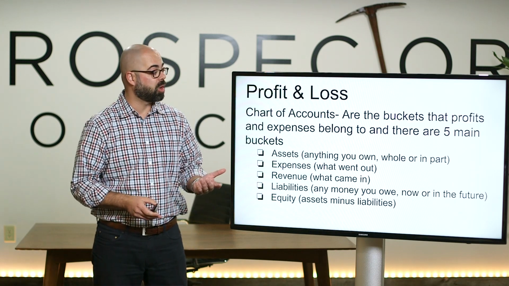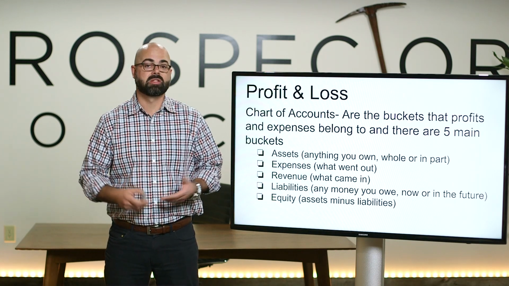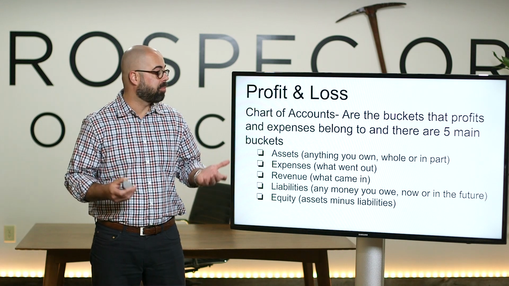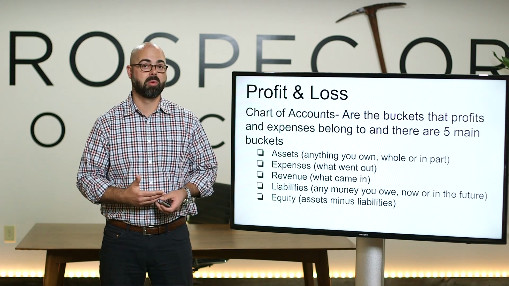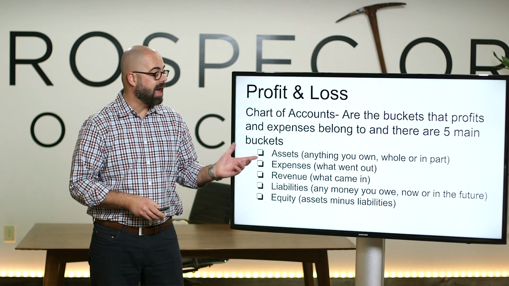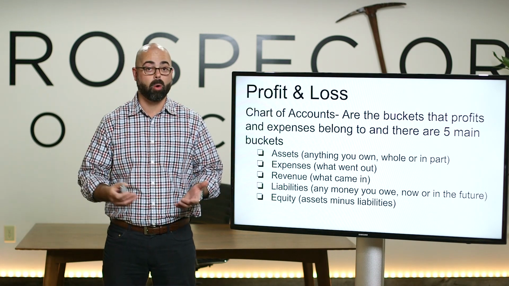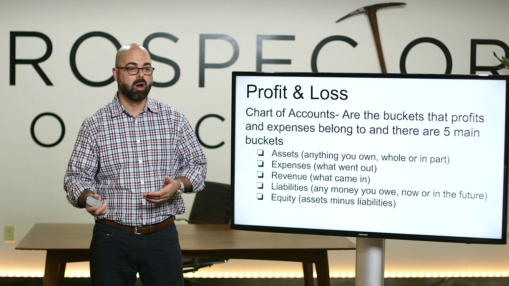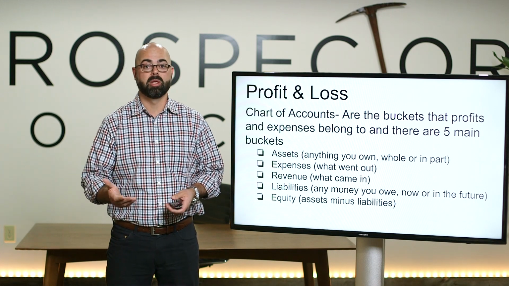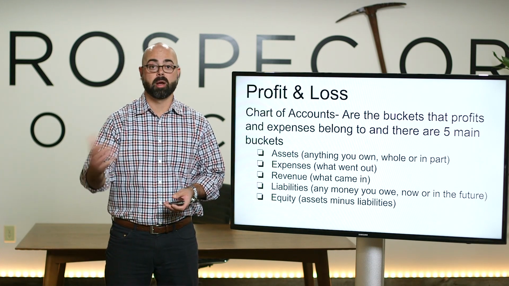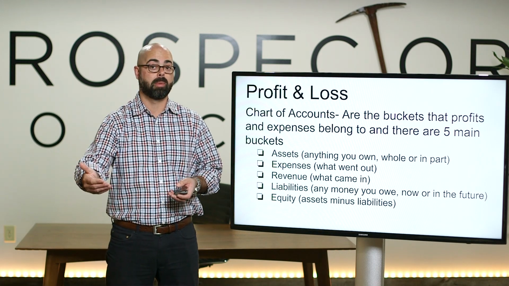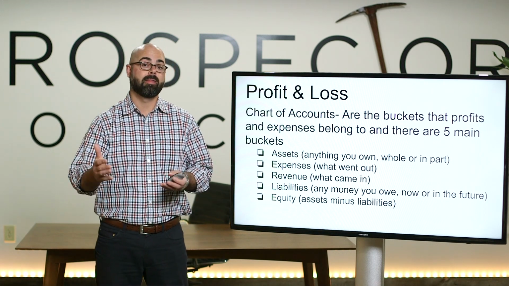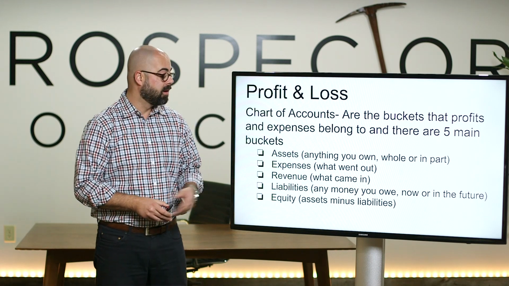So a chart of accounts is simply the buckets that profits and expenses belong to. And there are 5 main buckets that we wanna make sure that we account for. The assets, which is anything you own, whole or in part. An example of a part asset would be you have a vehicle and you owe money on it, but you also own it. So if you sold it, you'd have to pay part of it back to the bank or whoever's holding the note. And then that part that you would keep would be an asset.